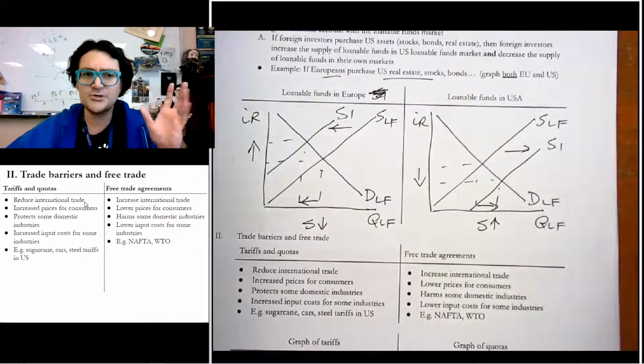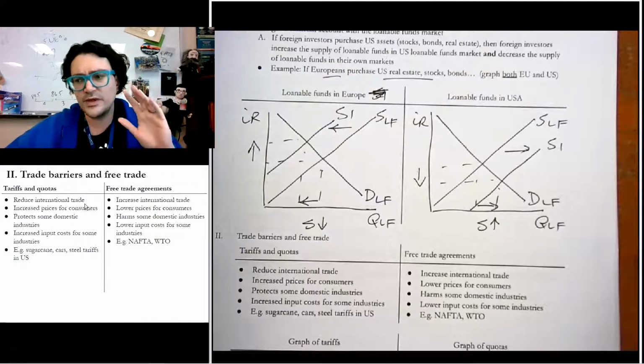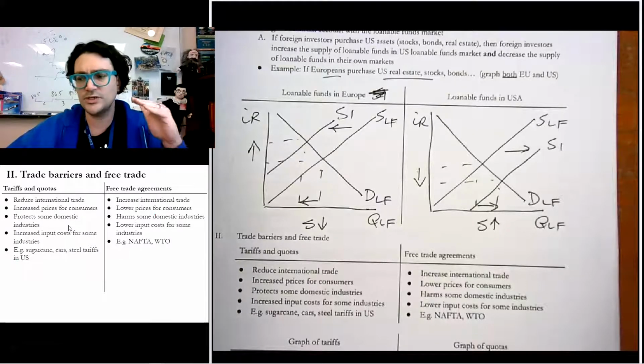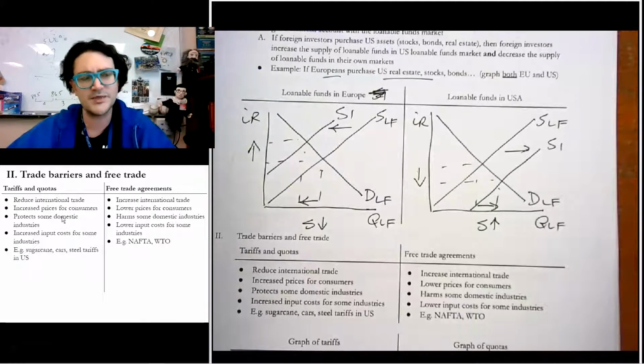There are things that interfere with international trade, and then there are things that support it. And for the very basic level of AP Econ, it's knowing what those things are. And then we're going to show you some graphs, and that's where I'm a little ambivalent. So we'll talk about that in a second.